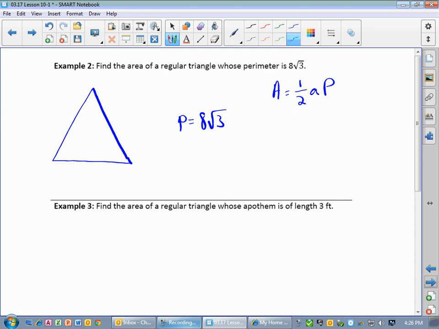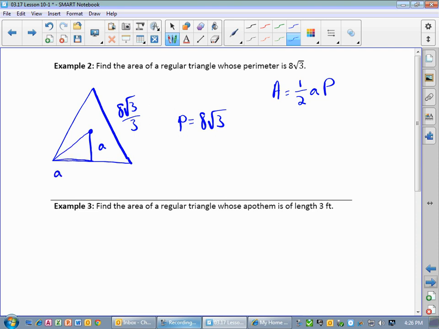Now, since we know the perimeter, if we want the side length, we divide the perimeter by the number of sides. To get the perimeter, we multiply side length by sides. So to get the side length, we divide by 3 in this case. So each side is 8 square root of 3 divided by 3, which is some number. Okay. Now we've got our apothem. So there's our apothem. There's our triangle.